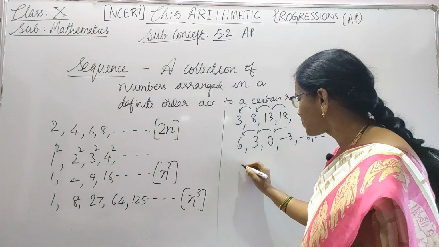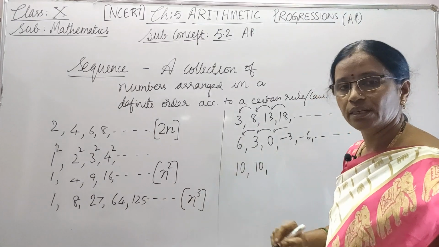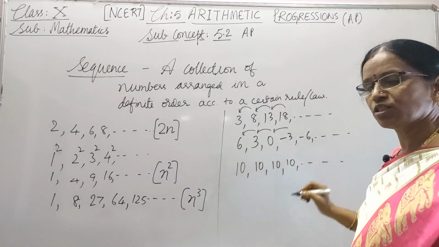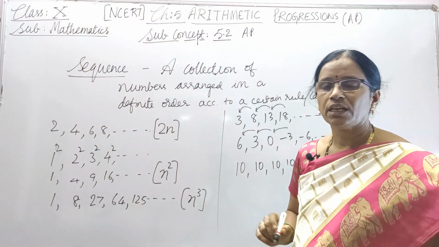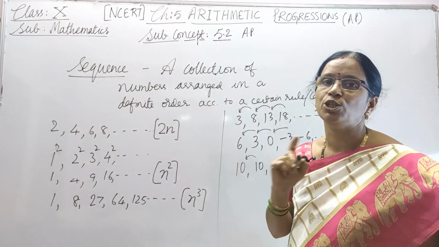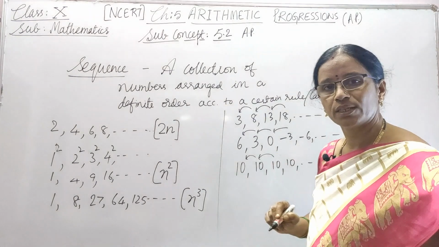Then next, 10, 10, again 10, again 10. This is also a sequence in which the difference between any term and its preceding term is 0. 10 minus 10 is 0, 10 minus 10 is 0, isn't it?